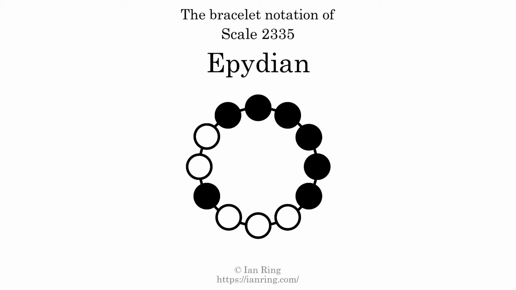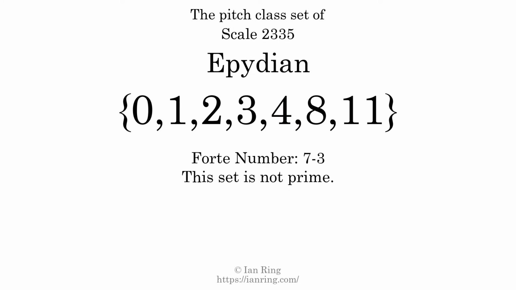This is a bracelet notation diagram of scale 2335. The shaded circles represent tones that appear in the scale, and they are read clockwise, starting at the top. The pitch class set for this scale is 0, 1, 2, 3, 4, 8, 11. The forte class is 7, 3. This set is not prime.